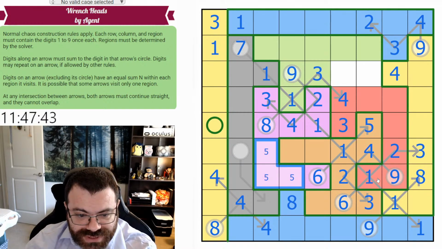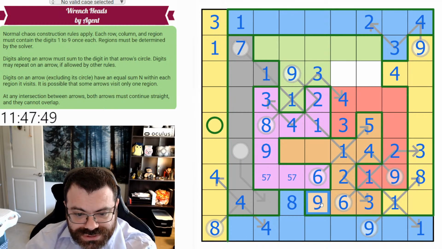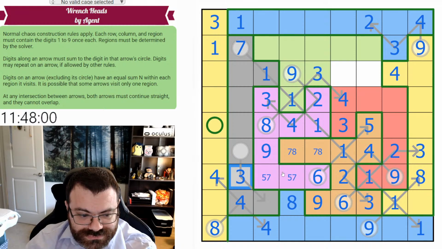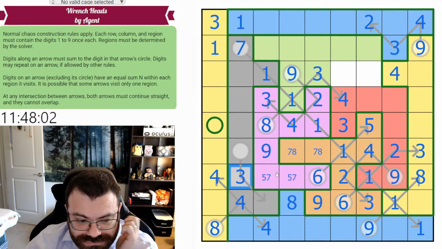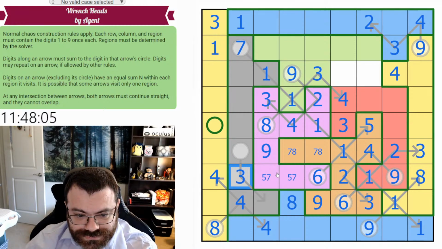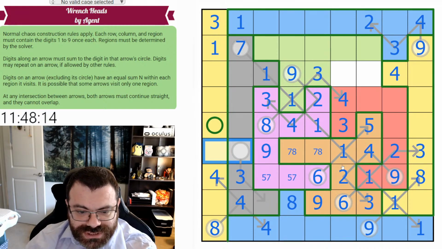Let's see. 1, 2, 3, 4, 5, 7, 9. So the 9 is placed. Orange needs a 9. Orange gets a 7, 8 from here. This is now something. 3. So what's left here? We have 1, 2, 3, 4. We need 5 and 6. So this could be a 2. It can't be 6. So this is 5, this is 6, this is 2.